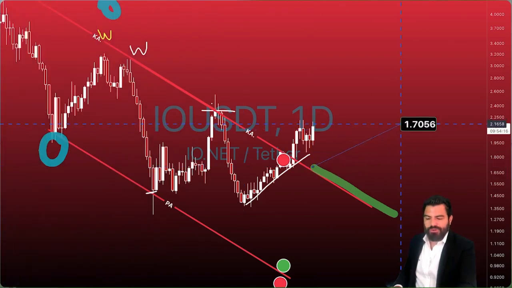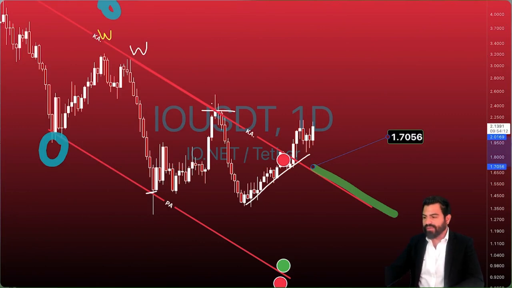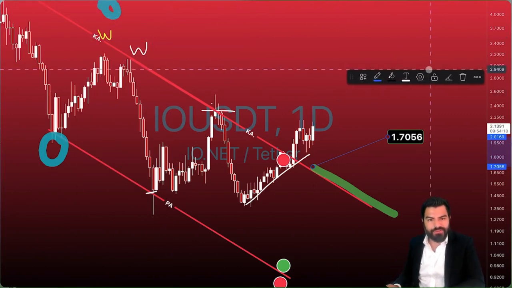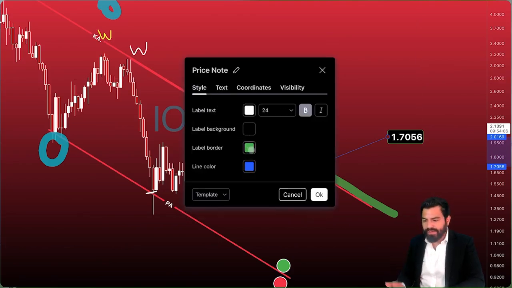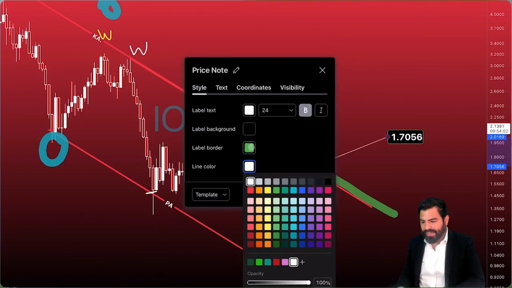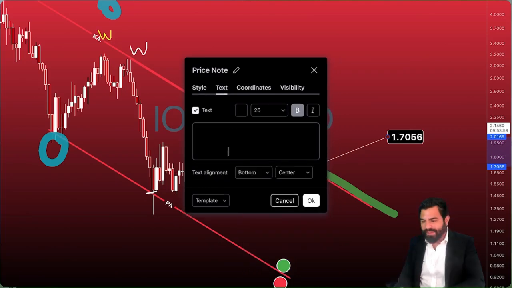You can actually draw right on your price label. Did you know that? I'm going to go to my settings for my price label. Just click on your price label. Your little toolbar will come up. Click on your setting. On the style, I can change the line to white. I can change the label border to white. I can text and type in there.